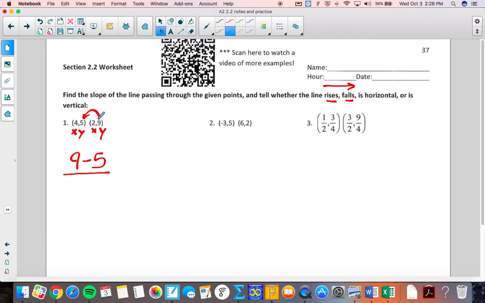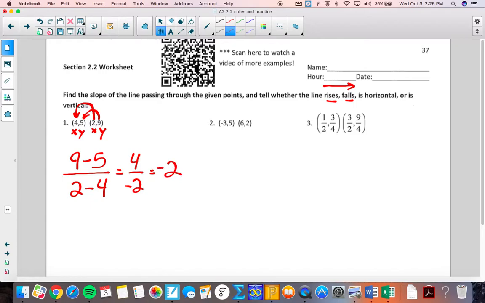Now, whatever order you subtract the y's, like I did the right y minus the left y, I have to subtract the x's in the same order. So right x minus the left x. So yes, this says 2 minus 4, which will get me a negative number. That happens. So on top I have 4, on the bottom I have negative 2. That simplifies to negative 2.